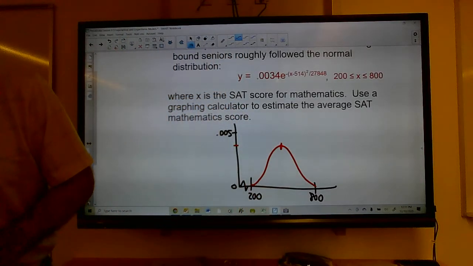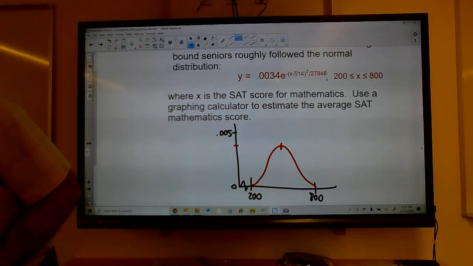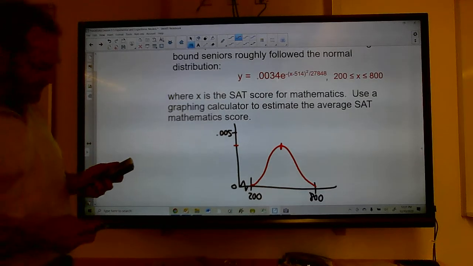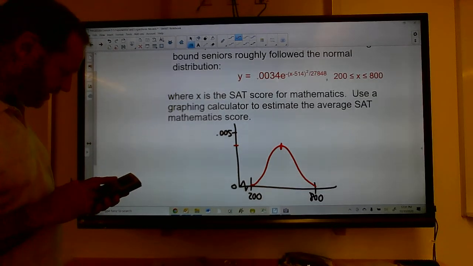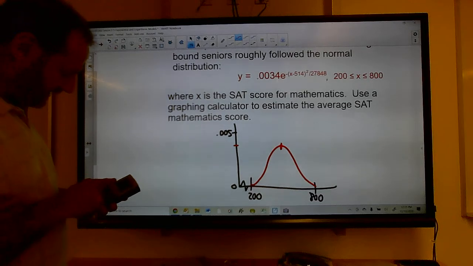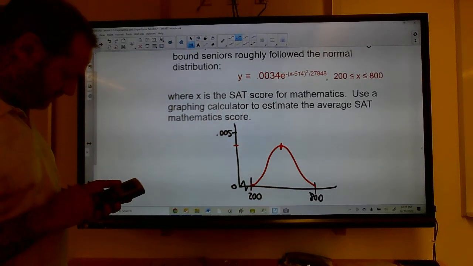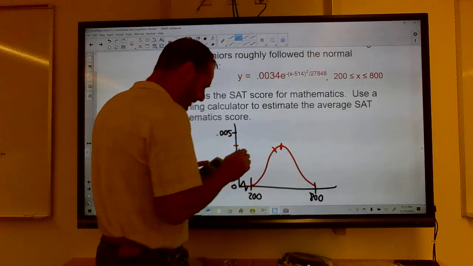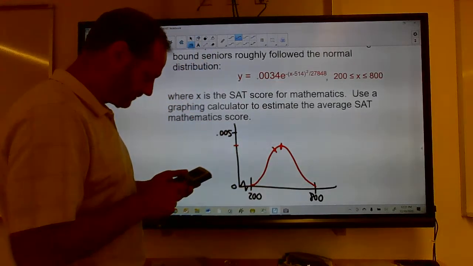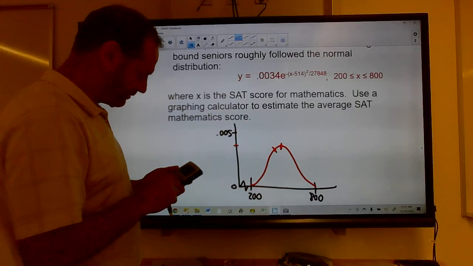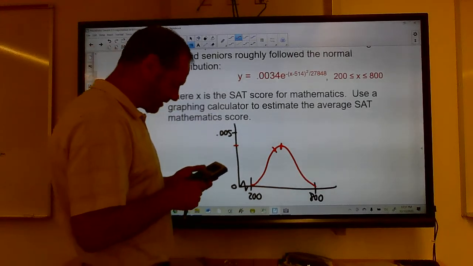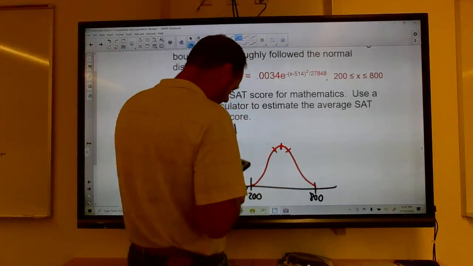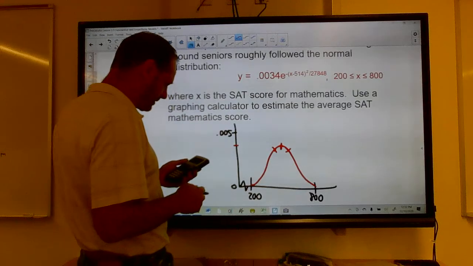So I'm going to go ahead and, let's see, I'm going to find where that maximum is. So I'm going to go second calculate maximum. Puts a little x right here. So I'm going to move the x over here. I'm going to left bound it. And then I'm going to move it over to the other side and right bound it over here. And then I'm going to have it calculate.